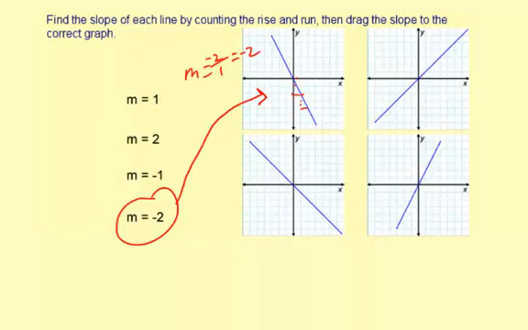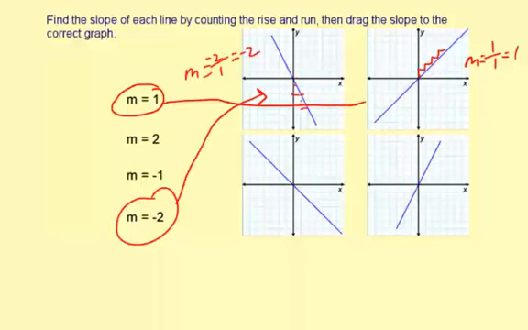So look at this next one. Up 1, right 1, up 1, right 1, up 1, right 1, and so on and so forth. So the rate of change here is 1 over 1, which also means the slope is 1 over 1, which is simply 1. So m equals 1. That one goes over here.